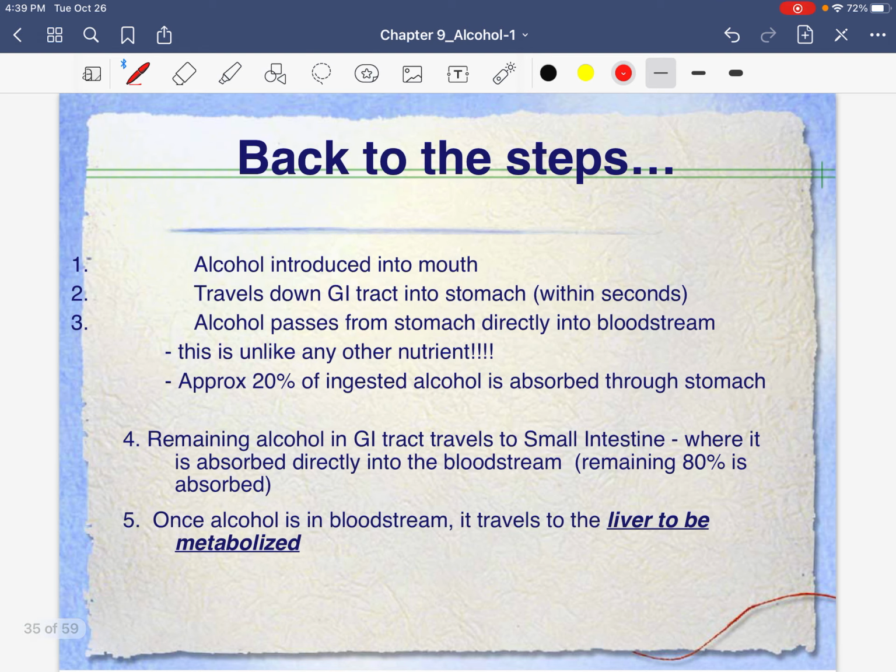All right, so we already talked about what was different about alcohol. About 20% of it is absorbed into the bloodstream through the stomach. The remaining 80% is absorbed into the bloodstream through the small intestine wall. And like nutrients, after being absorbed into the bloodstream, it travels to the liver.